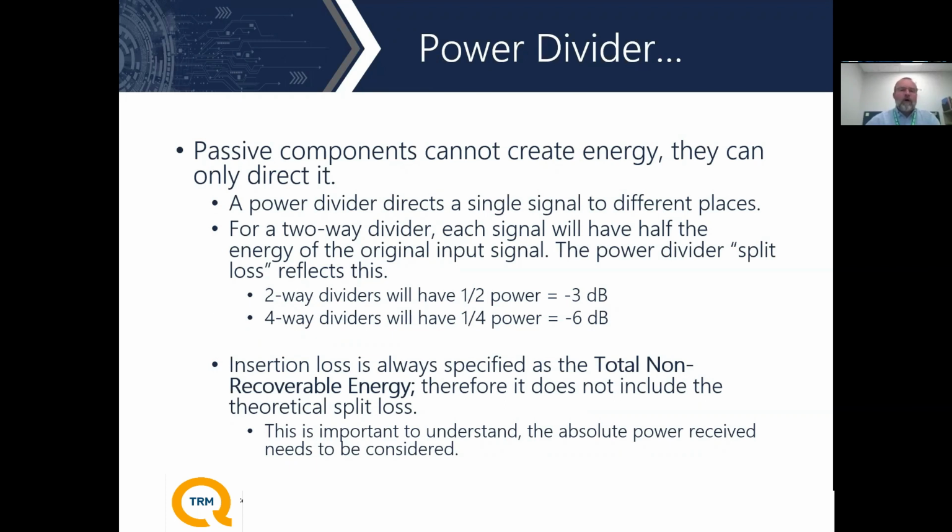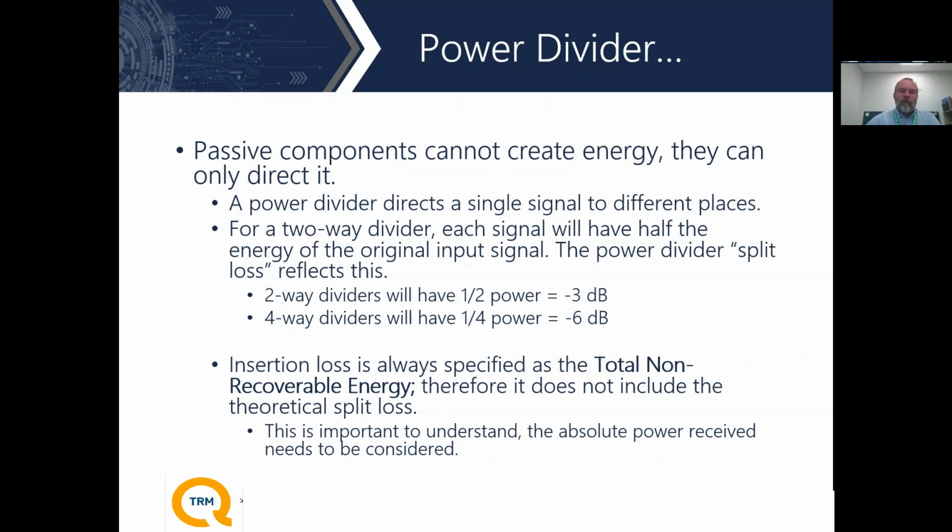Power dividers are passive components, and thus they cannot create energy. They can only redirect it. A power divider directs a signal to many different places. A two-way power divider, for example, takes the amount of energy at the common port and splits that power in half. So half the power ends up on one output, the other half of power ends up on the other output. This power division is where the title for the part came from.